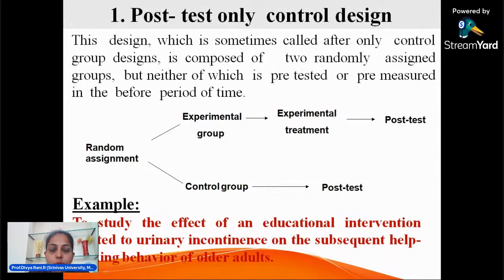Next slide, please. The first one is post-test only control group design. Here you can see in the picture what happens. There is an experimental group and there is a control group, and to those two groups you are randomly assigning the individuals. Then in the experimental group you are giving a treatment. After that, in the control group you are not giving any treatment. Then a post-test is done in both the experimental and control groups. Such a test is called post-test only control group design. Next slide, please.